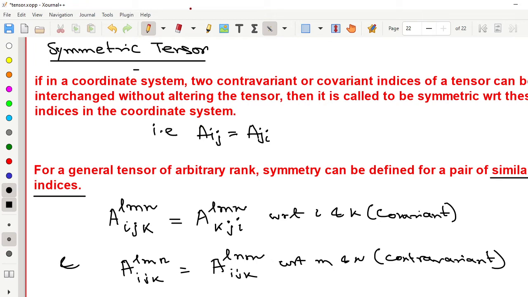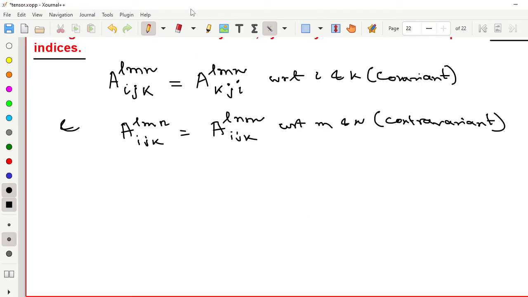So hopefully you have understood what is going on over here. Now I will go through examples. I will try to solve a few numericals over here, and then if time permits I will go to antisymmetric tensor also. So today's task is symmetric and antisymmetric tensor. So I go through the problems of symmetric tensor.